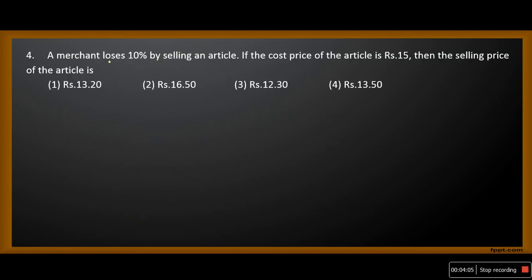Next here, a merchant loses 10% by selling an article. If the cost price of an article is 15, then the selling price is simple. What is the loss you got? 10%. Then selling price equals 90% of cost price. What is the cost price given? 15. So 90 by 100 into 15. On simplification, you will get 13.5. So the answer is option 4.